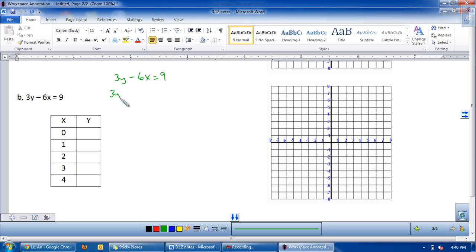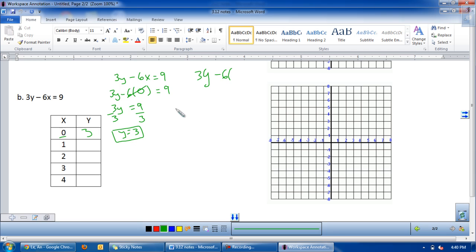So 3y minus 6 times the first x value we are going to substitute, which is 0, equals 9. 6 times 0, well, that's 0. Bring down the 3y equals 9. Now we have a one-step equation. So we're going to divide both sides by 3. Y is equal to 3. Okay, we'll box that.